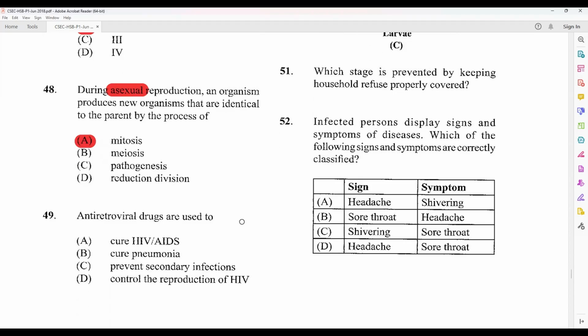Antiretroviral drugs are used to cure HIV/AIDS? There is no cure. Cure pneumonia? No. Pneumonia could also be caused by a bacteria, so why use viral drugs? Prevent secondary infection? Control the reproduction of HIV. So 49 is D.